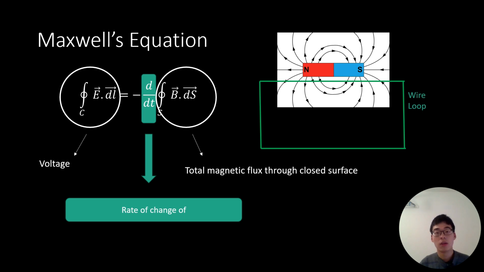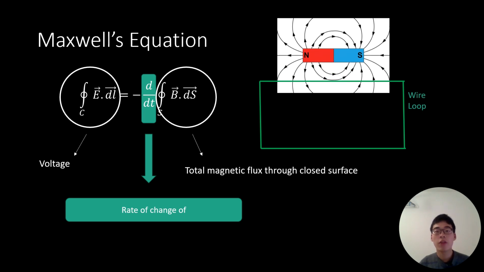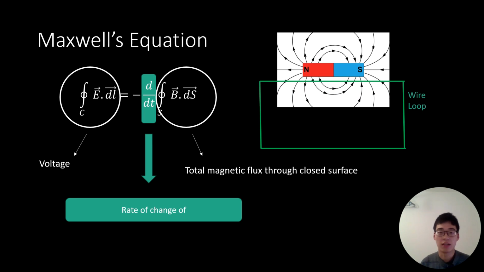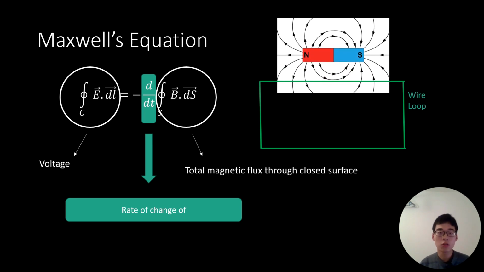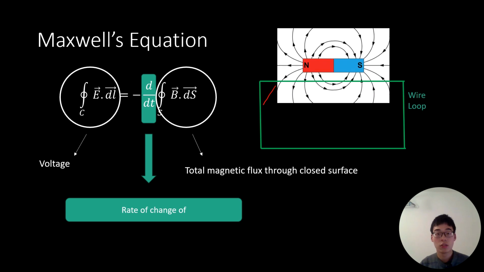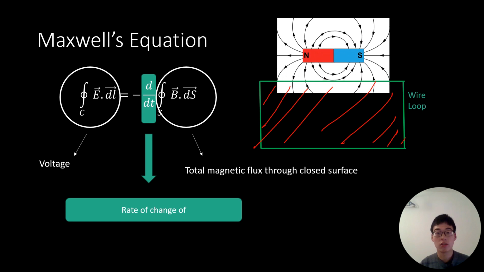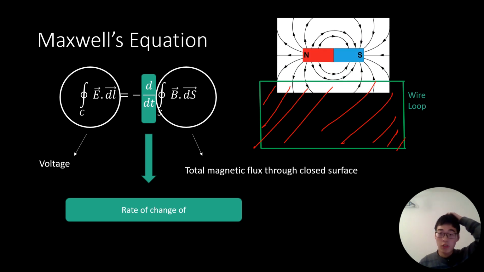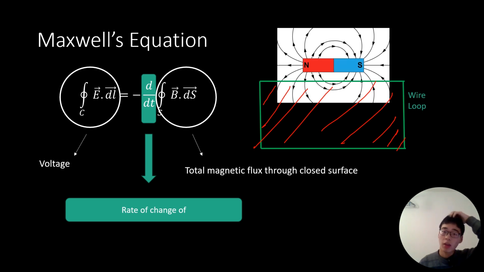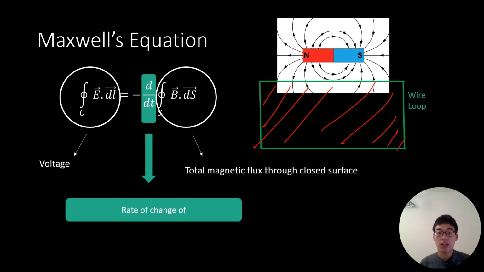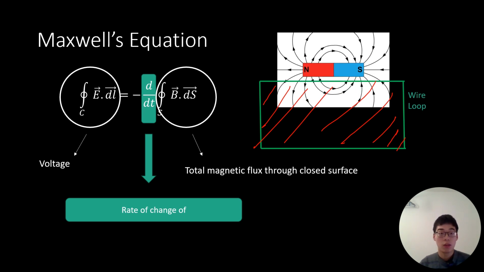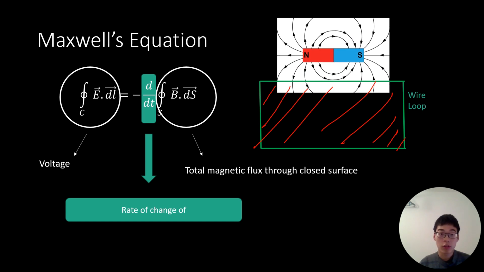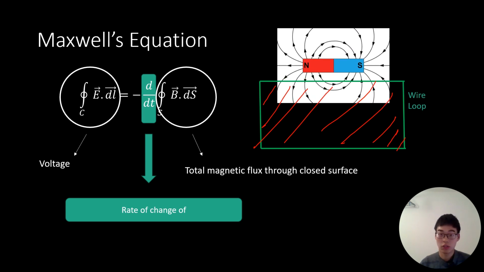However, if I shake the magnet up and down, the total magnetic flux through this wire loop is going to change. And with a change in magnetic flux, we have a voltage. So that's why some textbooks say when the wire cuts magnetic flux lines, like what's shown up here, it will generate a voltage, because it changes the total magnetic flux through this closed surface.